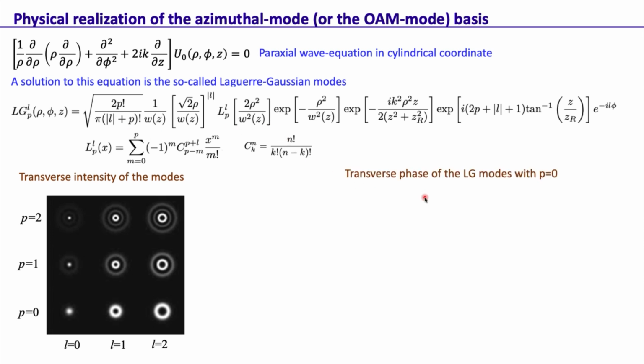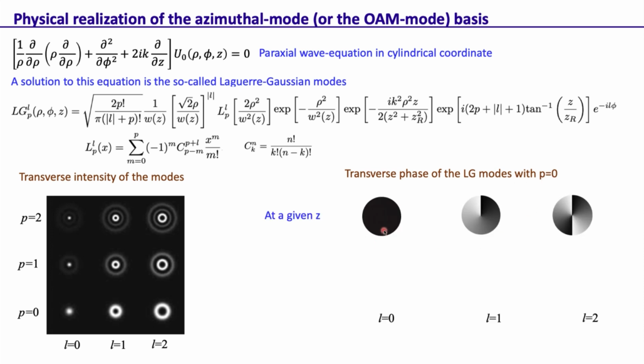If you look at the transverse phase of these modes, let's say here I'm looking at P equal to 0, then at a given z, it is like this. So for L equal to 0, which is the mode like this, if you look at its phase, it's just a flat phase. But for L equal to 1, although the intensity is constant, if you look at the phase, then the phase varies like this, and this is from 0 to 2 pi. For L equal to 2, if you go from 0 to 2 pi in angle, the phase changes from 0 to 2 pi, and then again 0 to 2 pi. So the phase changes by 4 pi if we go in the azimuth direction by 2 pi.